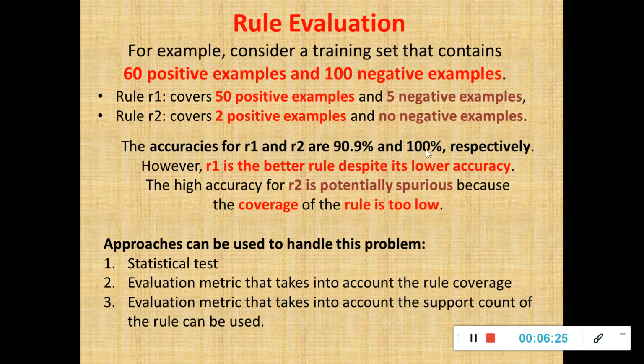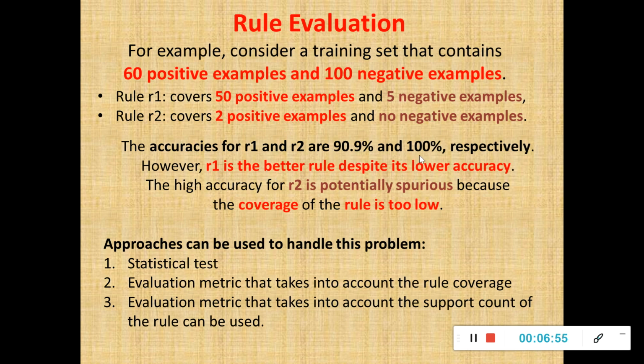Why? Accuracy is high. But just look at the number of examples that it is covering. R1 is covering 50 positive, 5 negative. Totally it is covering 55. Whereas your rule 2 is only covering 2 positive examples, no negative examples at all. That means the number of instances covered by rule R1 is 55, 50 plus 5. By rule 2 it is only 2. So the coverage is very less. That's what I have written here. However, R1 is a better rule despite its low accuracy.